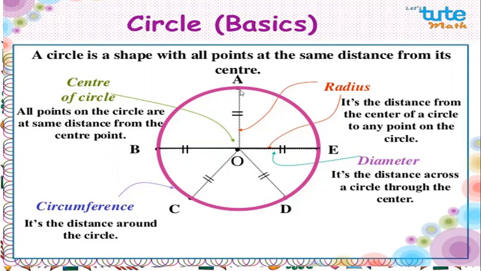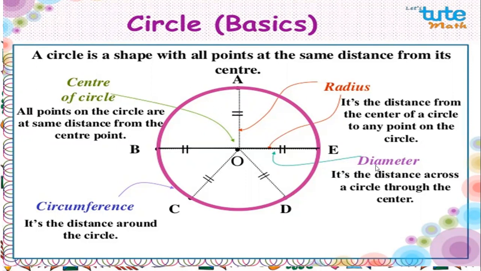OE is equal to OA. You can see this line segment. OA is equal to OB and OB is equal to OC. Here all the line segments are known as radius. If we have one radius inside a circle, it is a singular form, radius. But when there are two or more than two, we call it radii. So plural of radius is radii.